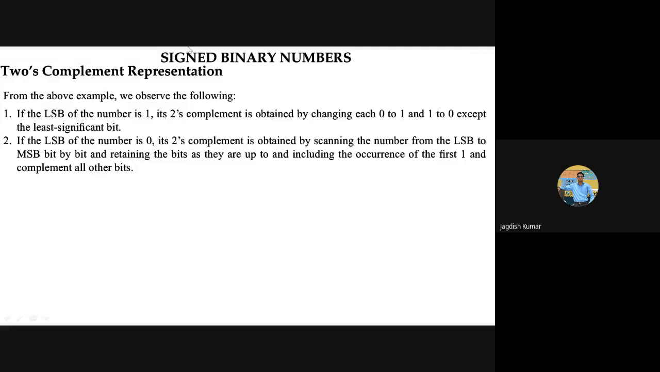The rule is that if the least significant bit of a number is 1, then... Suppose somebody gives you a binary number. Let us understand these two rules with the help of a few examples. Suppose I have to find out the 2's complement of this number coming on your screen. So how can I do it? Otherwise I have to first take its 1's complement, then add 1 to it. Rather than doing this, okay, let me follow these two rules.